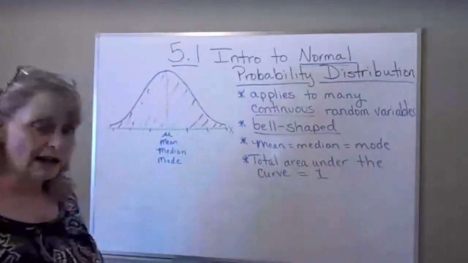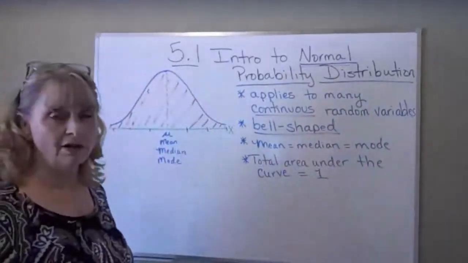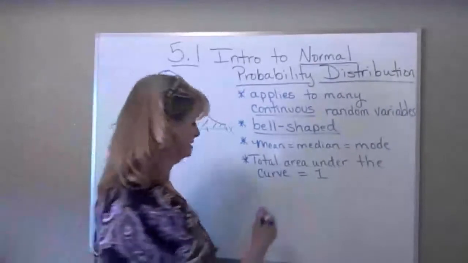And the reason why the total area equals 1 is because the area under the curve corresponds to the sum of the probabilities.